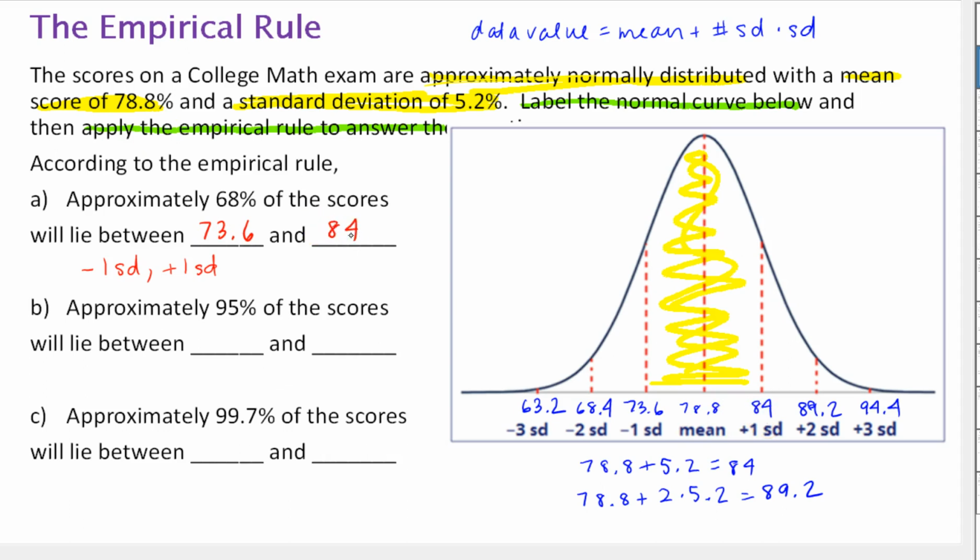Then it asks, approximately 95% of the scores will lie between what values? Well, the empirical rule says that that's within 2 standard deviations of the mean. So we just need to find the data values for those. That's 68.4 and 89.2.